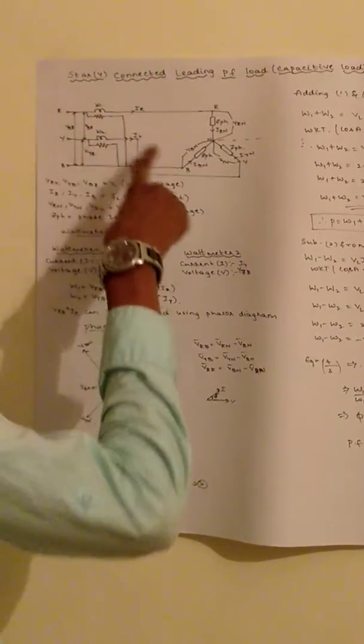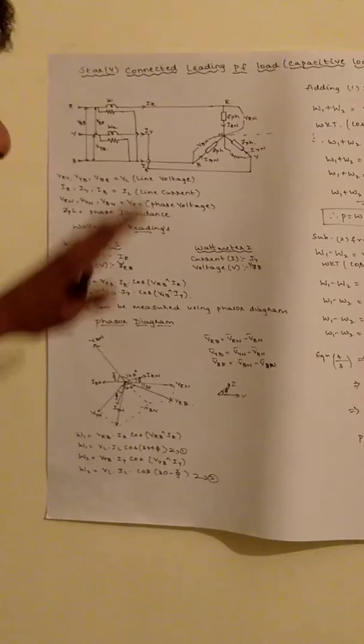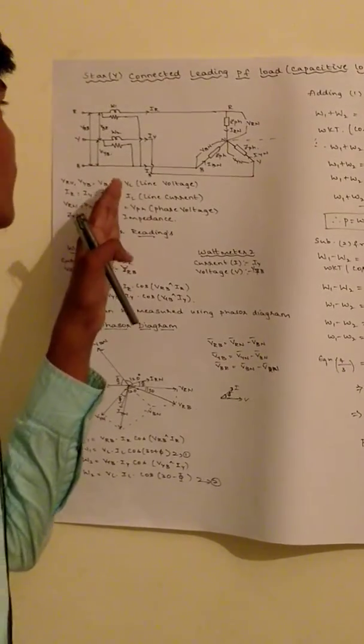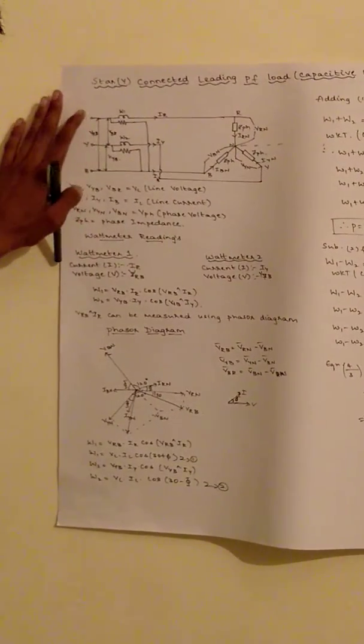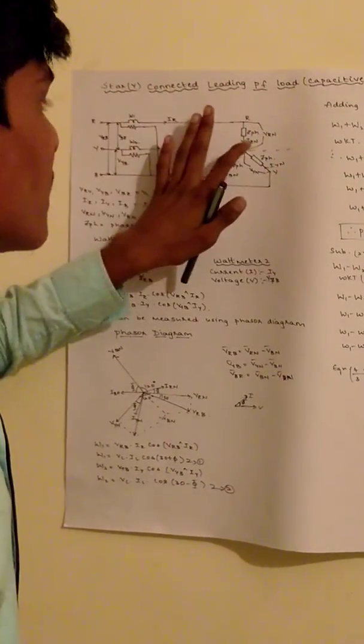Here we can observe two types of voltages, the line voltage and the phase voltage. I repeat, here we can see two levels of voltage: one is the line voltage, another one is the phase voltage.